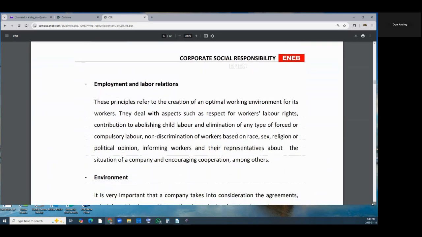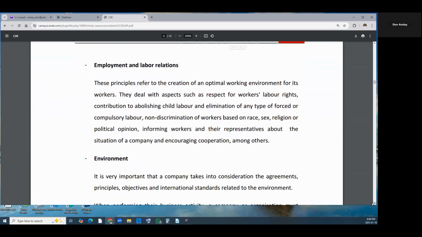Employment and labor relations. These principles refer to the creation of an optimal working environment for its workers. They deal with aspects such as respect for the workers' labor rights, contribution to abolishing child labor, elimination of any type of forced or compulsory labor, non-discrimination of workers based on race, sex, religion, or political opinion, informing workers and their representatives about the situation of a company, and encouraging cooperation among them.